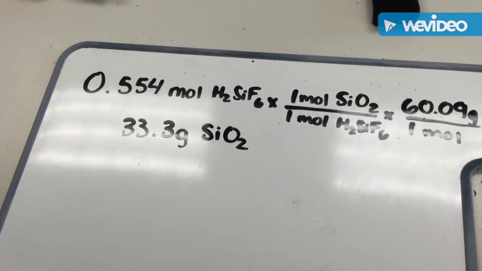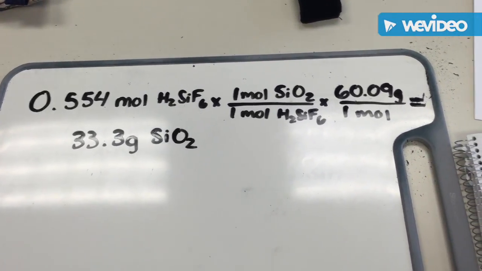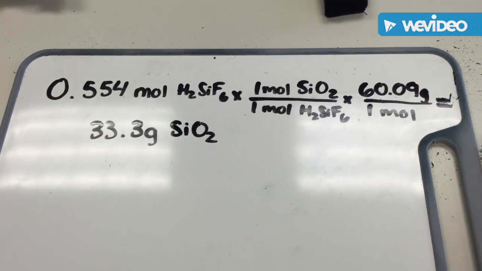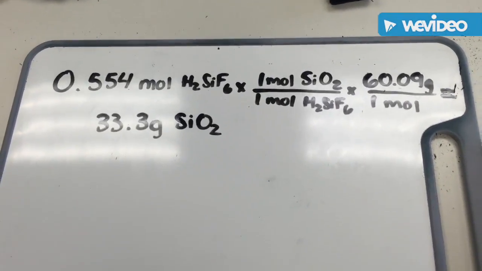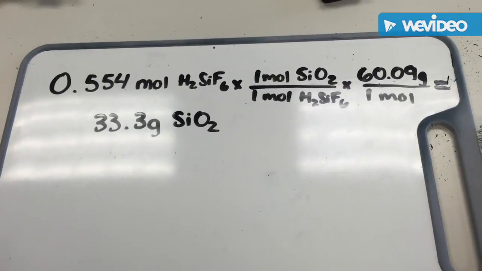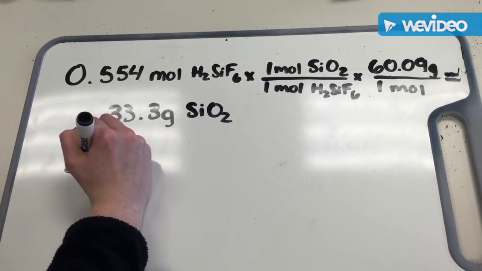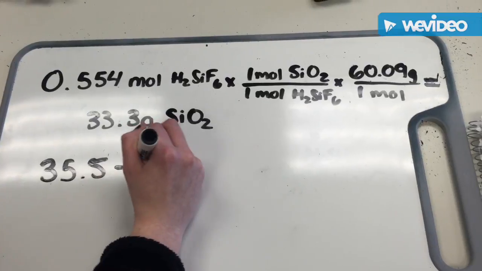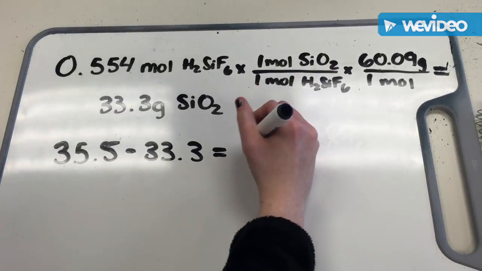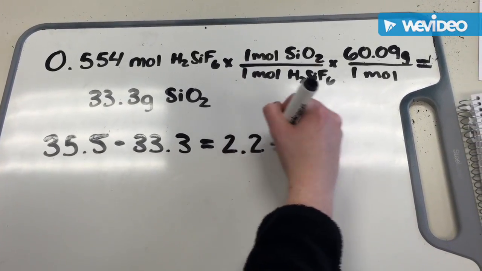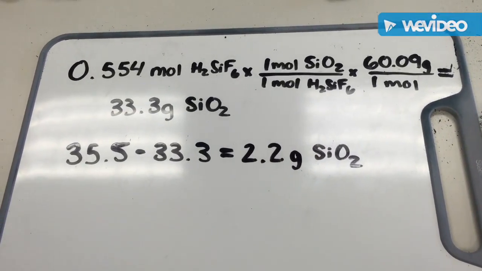So instead of using the 0.591 moles that was given from the silicon dioxide, we used the 0.554. This number is how much mass of silicon dioxide was used in the reaction. Now we're going to subtract this number from the given number, 35.5 grams, to find how much was left over. So there were 2.2 grams of silicon dioxide left over after the reaction.